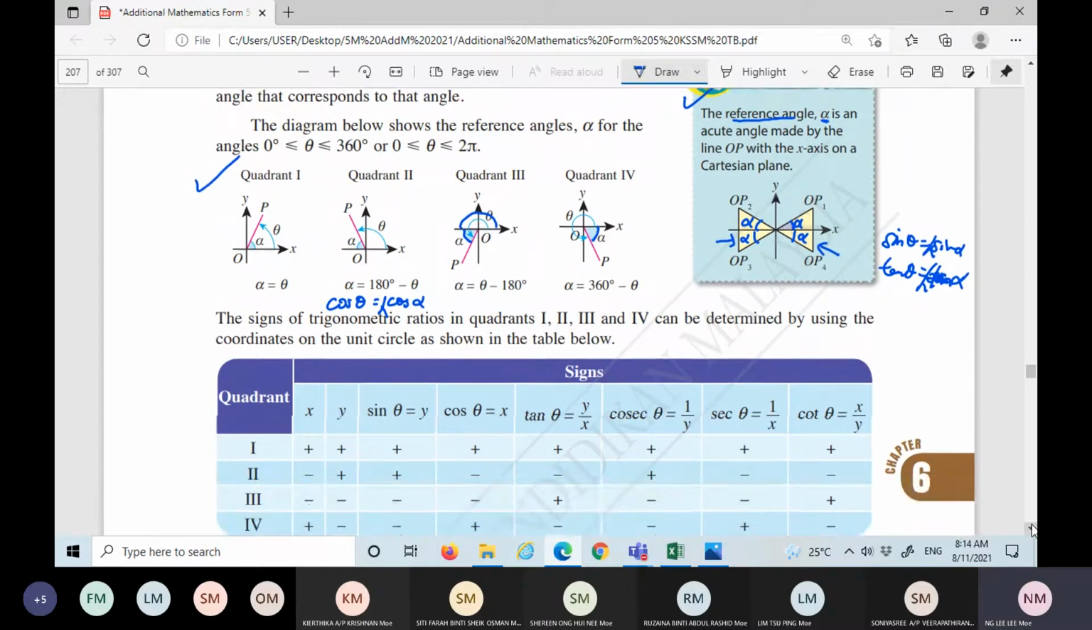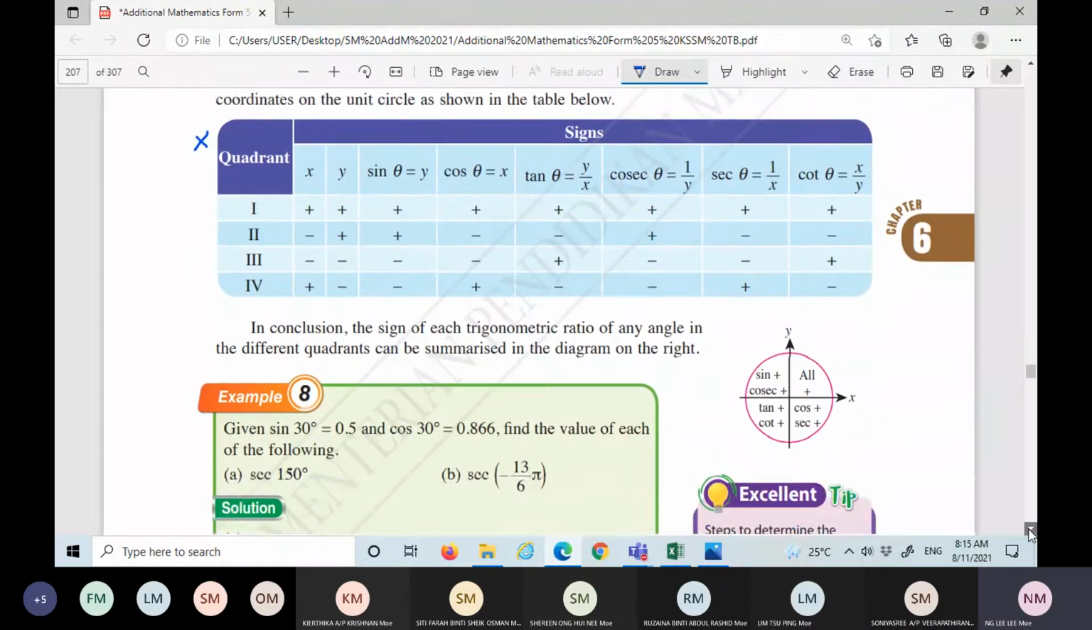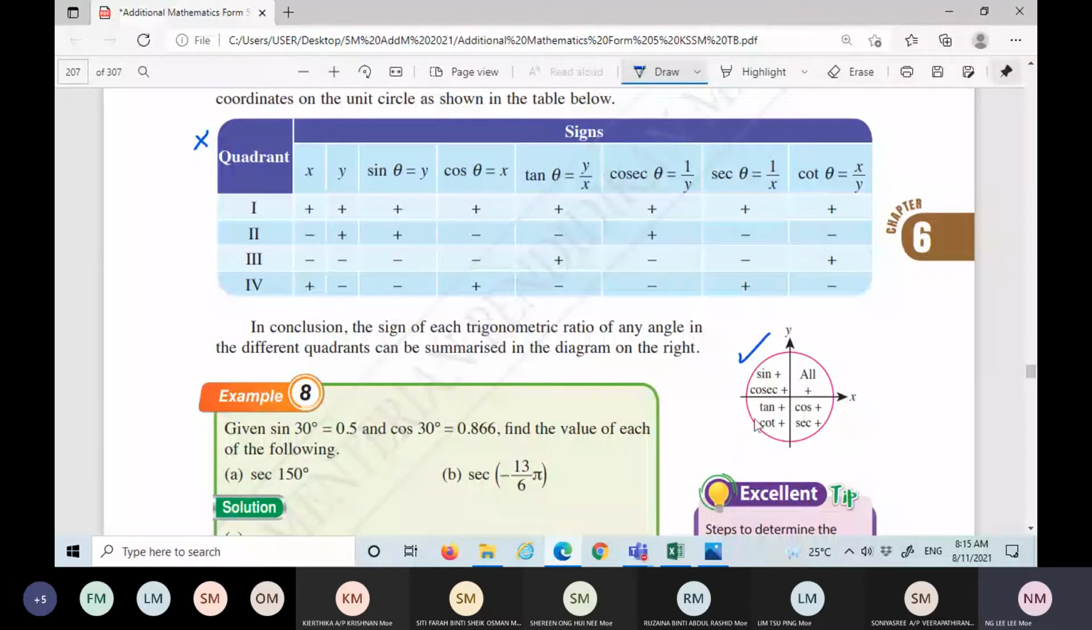As I said just now, the sign is very important. So we don't look at this, this is very complicated. We simplify this to become this way. So this one you have to copy. I don't know how you remember this.